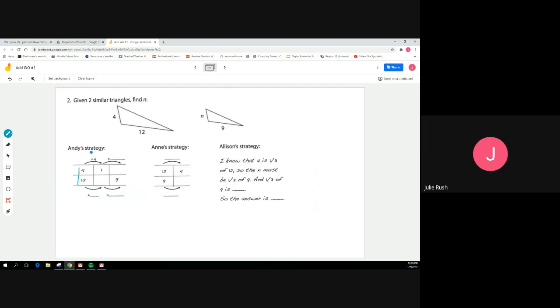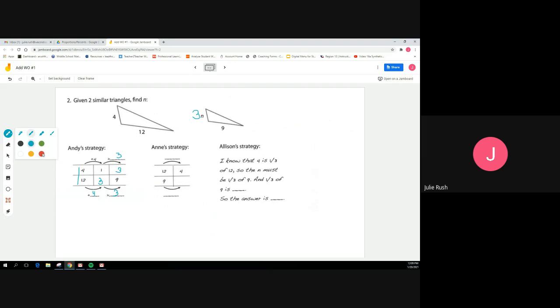And he likes to go down to 1, so he did 4 divided by 4 to get to 1. 12 divided by 4 gives us 3. And then he said, well, 3 needs to be a 9. 3 times 3 gives me 9. So I'm going to do 1 times 3 up here. And 1 times 3 gives me 3. So the answer is 3. So we are assuming that that length is 3 here.